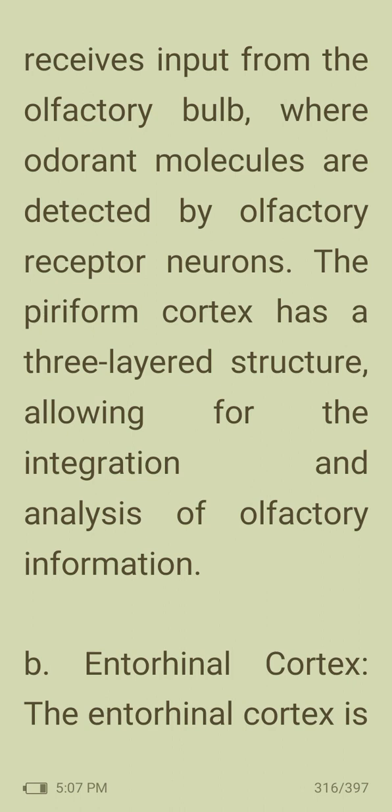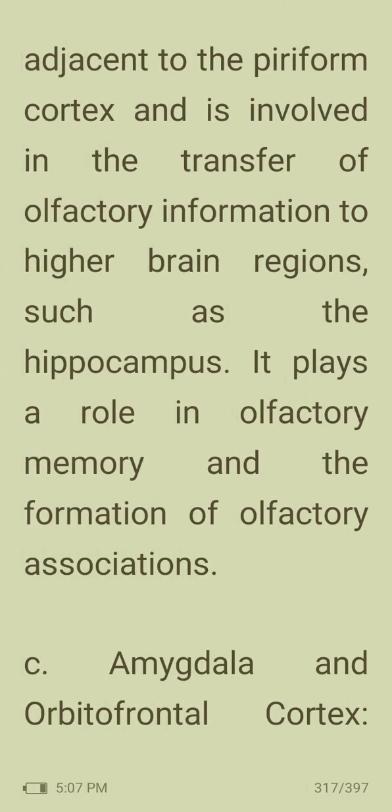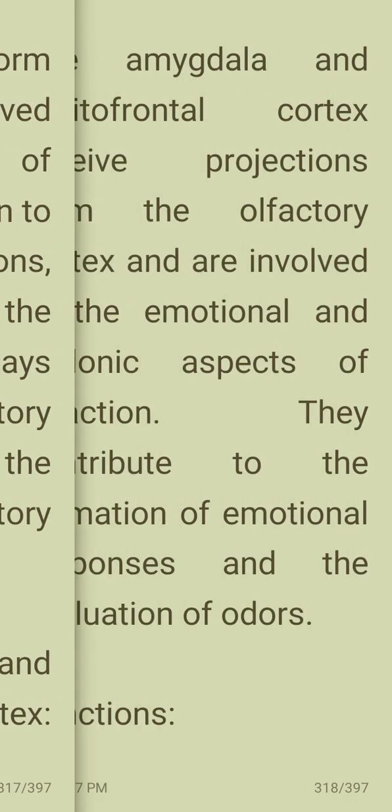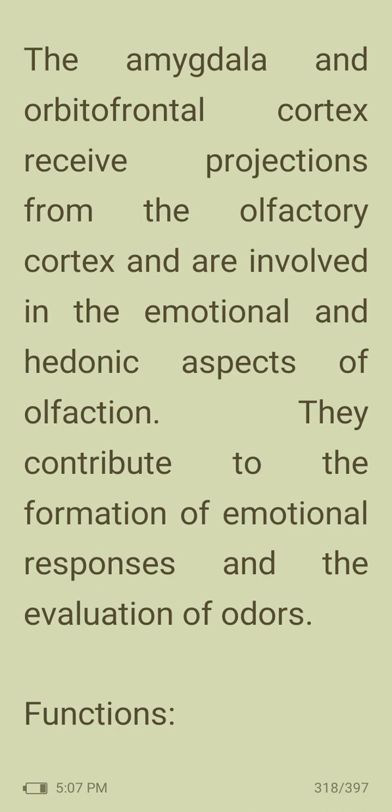Then, entorhinal cortex. The entorhinal cortex is adjacent to the piriform cortex and is involved in the transfer of olfactory information to higher brain regions such as the hippocampus. It plays a role in olfactory memory and the formation of olfactory associations. Then amygdala and orbitofrontal cortex. The amygdala and orbitofrontal cortex receive projections from the olfactory cortex and are involved in the emotional and hedonic aspects of olfaction. They contribute to the formation of emotional response and the evaluation of odors.